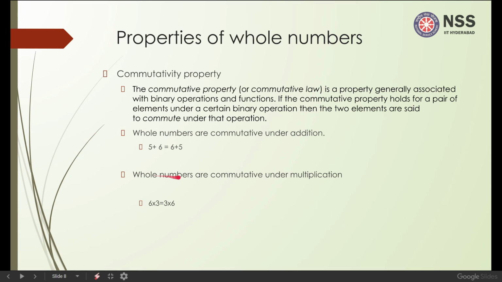Let us try multiplication. If we add 6 three times, we get 6 times 3, which is 18. Now, if we add 3 six times, we get 3 multiplied by 6, which is 18. So therefore, whole numbers are commutative under multiplication. The order in which we multiply or add two numbers does not matter. Therefore, 5 plus 6 is equal to 6 plus 5, and 6 multiplied by 3 is equal to 3 multiplied by 6.